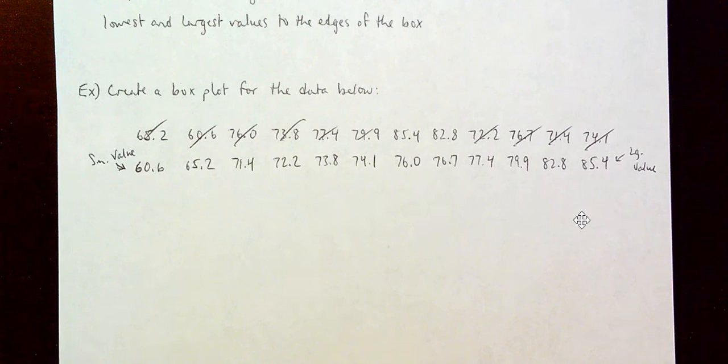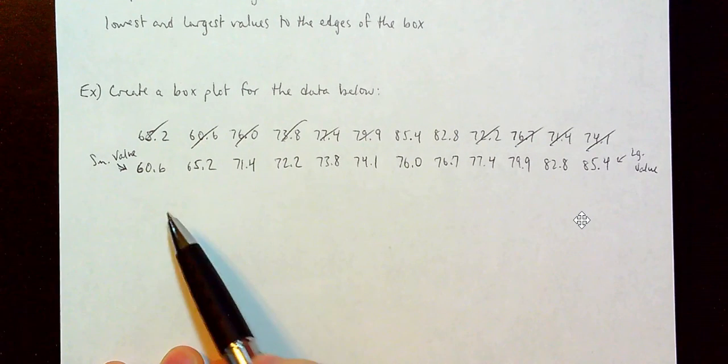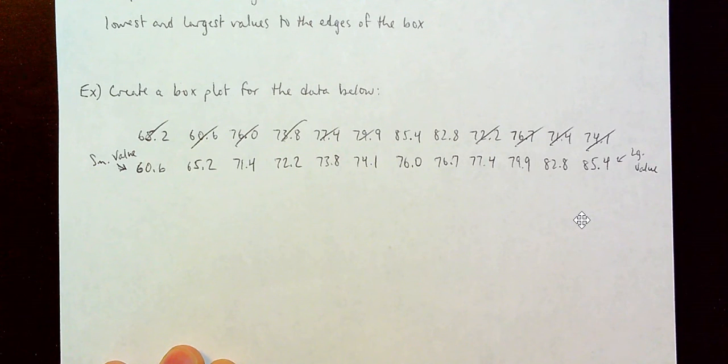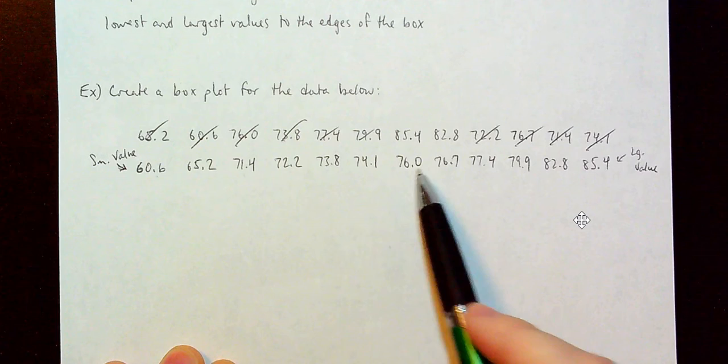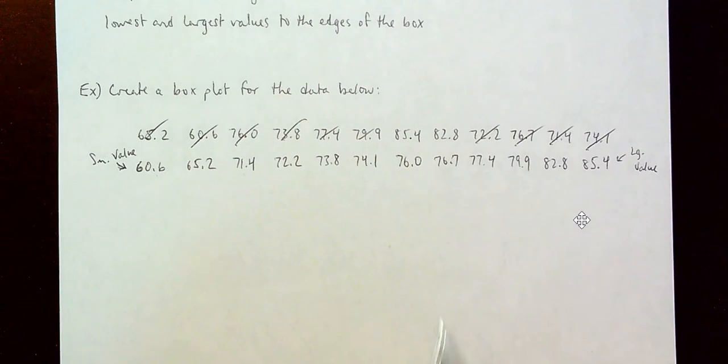Now we need to find our quartiles. We need the median first, and then from there we can easily find our first and third quartiles. So first thing we need to look at is how many pieces of data do we have here? 1, 2, 3, 4, 5, 6, 7, 8, 9, 10, 11, 12. So we have an even number of data points, which means that we're going to have to find some averages to figure out what our quartiles are.